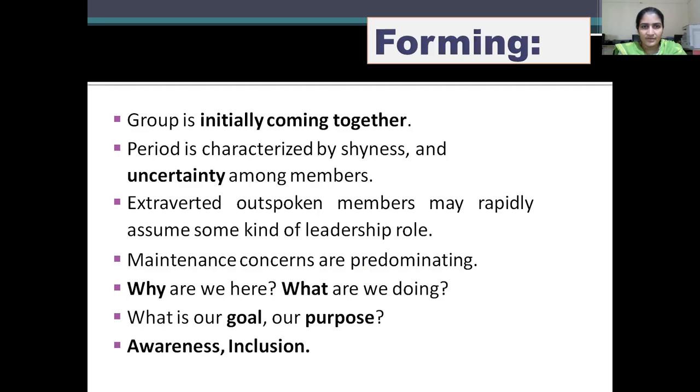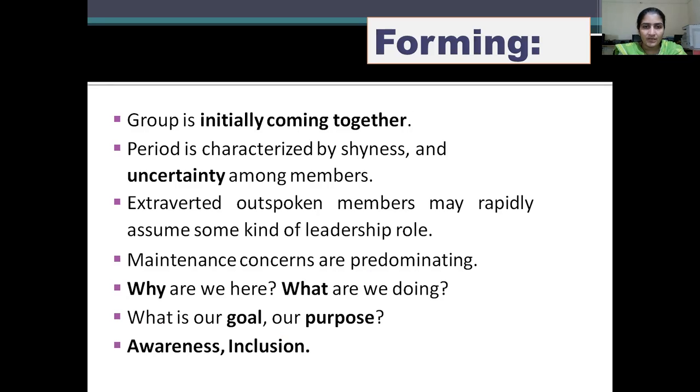Then extroverted, outspoken members may rapidly assume some kind of leadership role. In the group, the people who are extroverted and more outspoken start speaking to each other, and the person who is outspoken may accept the role of leadership, and he or she brings the group together, and they start discussing something.